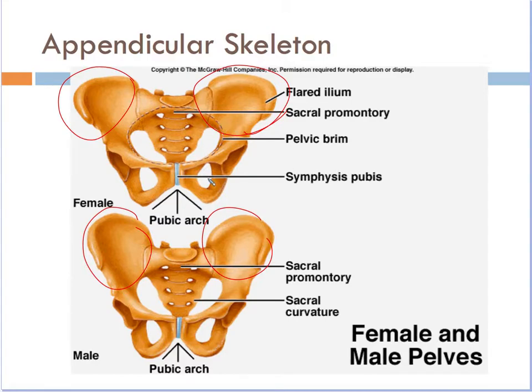Your pelvic brim, in this case, is a little bit more round. So the female is going to be more round, males are going to be more heart-shaped. And then your pubic arch, males is going to be narrower, females is going to be wider. Again, you're carrying a child. Here's a better picture of your acetabulum on both sides. And then this is your pubic symphysis in the middle, which is a band of cartilage.